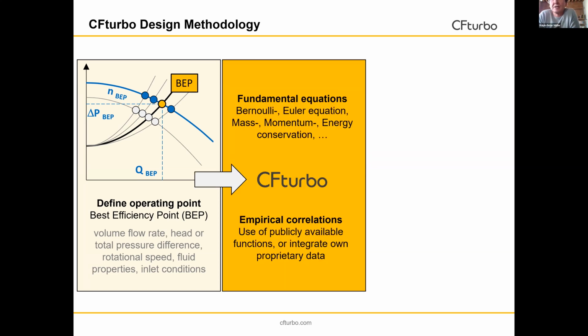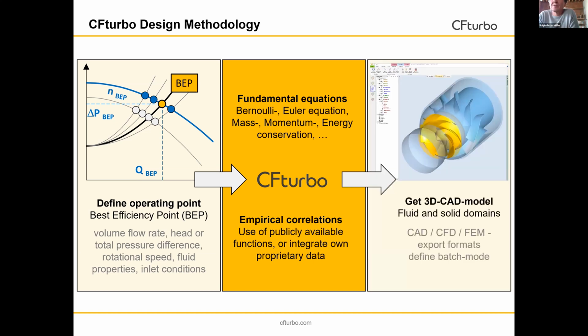And behind CFturbo are fundamental physical equations, which describe the physical behavior in a turbo machine. And additionally, we have collected numerous empirical correlations, which help us to design efficient and reasonable models from the very beginning. And based on this, we can get 3D geometry models out of CFturbo, which can be further applied for 3D CAD, for CFD or FEA analysis.